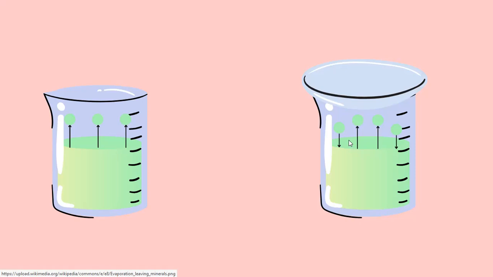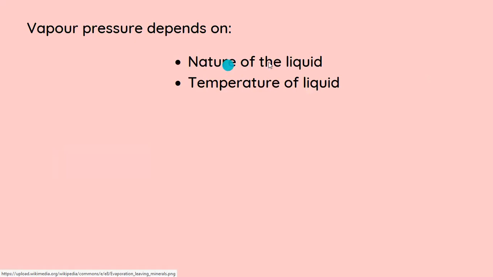So at this condition, the vapor present over here is able to exert a pressure, and this pressure is called vapor pressure. So the pressure exerted by a molecule in the vapor phase in equilibrium with its liquid at a given temperature is called vapor pressure. Now, vapor pressure depends upon two things: nature of the liquid and the temperature of the liquid.